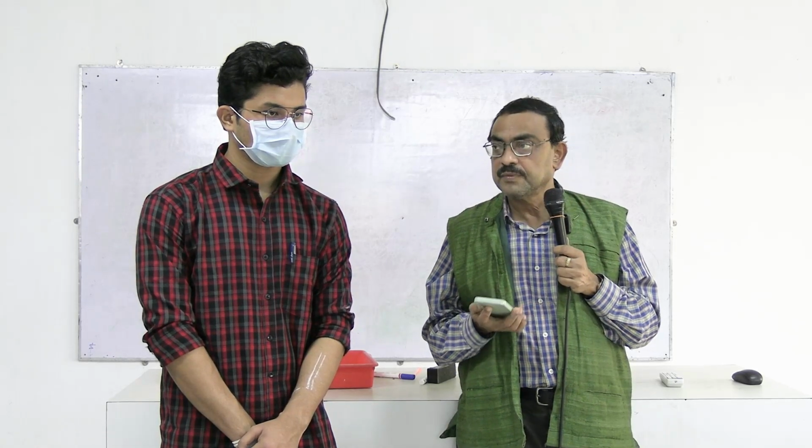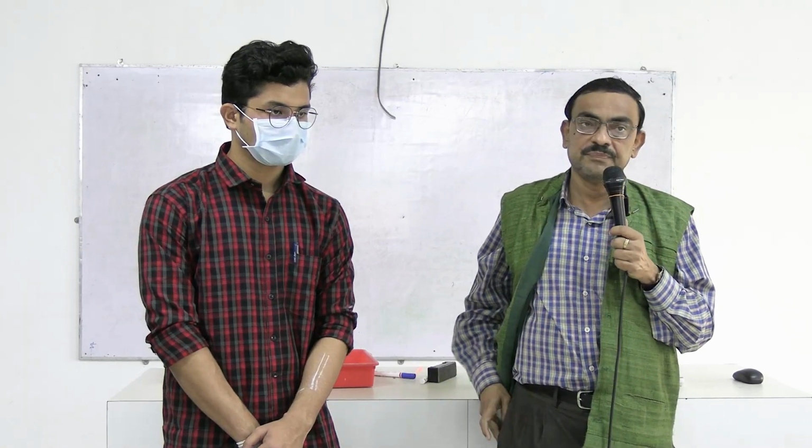Next, radial nerve in back of the arm. I think that is number 6. And the last one is ulnar nerve in forearm. Okay.